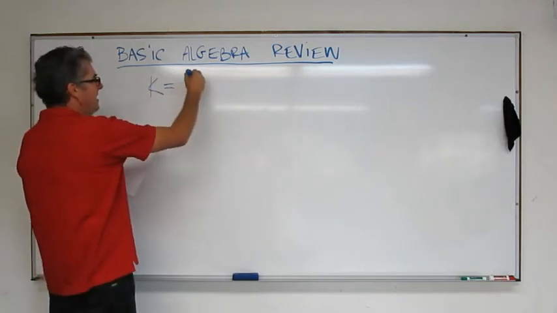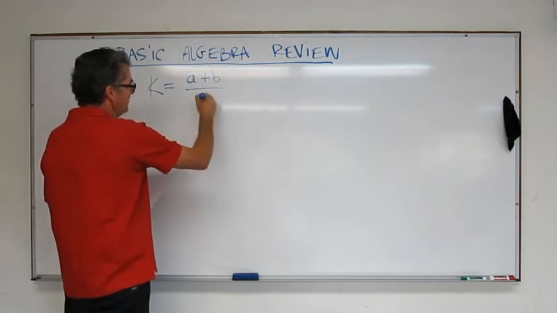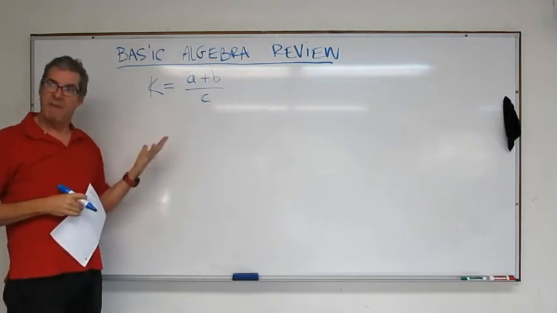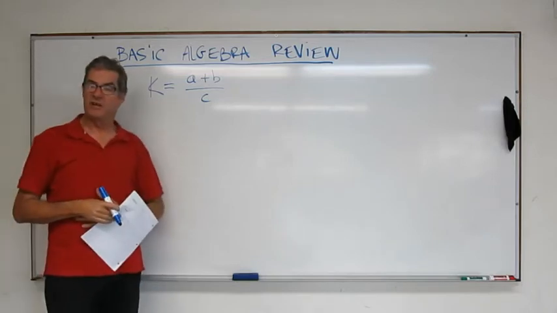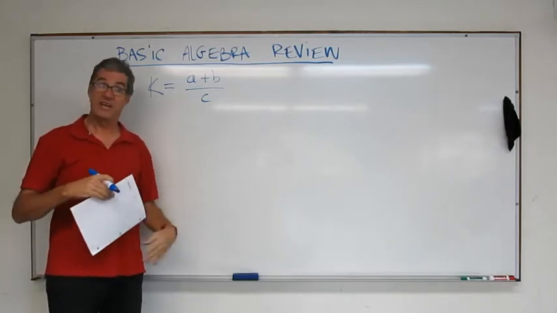K equals a plus b over c. So I just said that in math. We want to convert that to just plain English language. Pause the video, give it a try. Okay, let's see how you did.